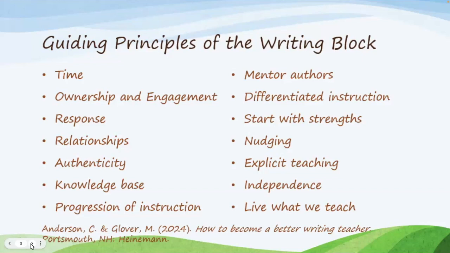We start with student strengths. We need to know what they can already do. Then we can decide on next steps for our instruction. We always nudge them or teach within the zone of proximal development. Writing involves explicit teaching. We need to show them, we need to tell them what we are doing, and we need to be explicit about what it is they are learning.